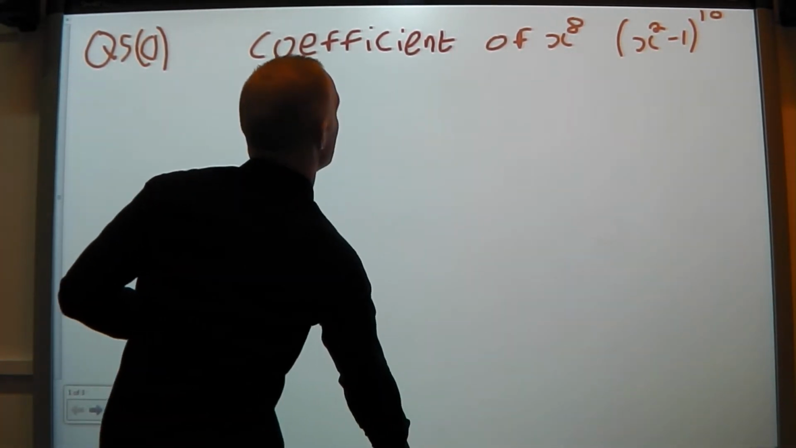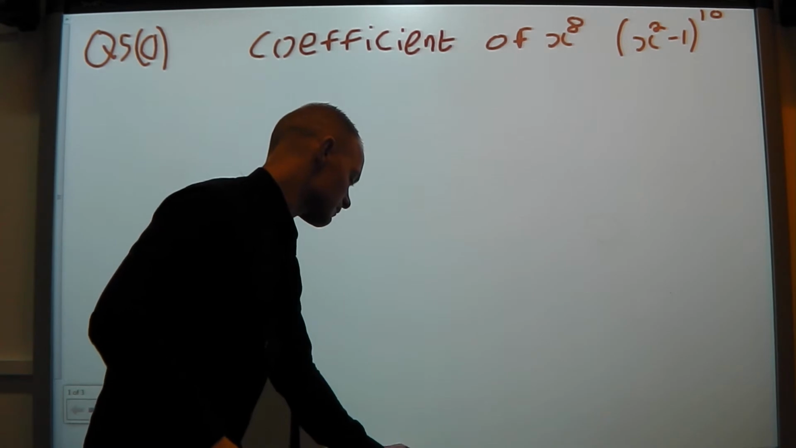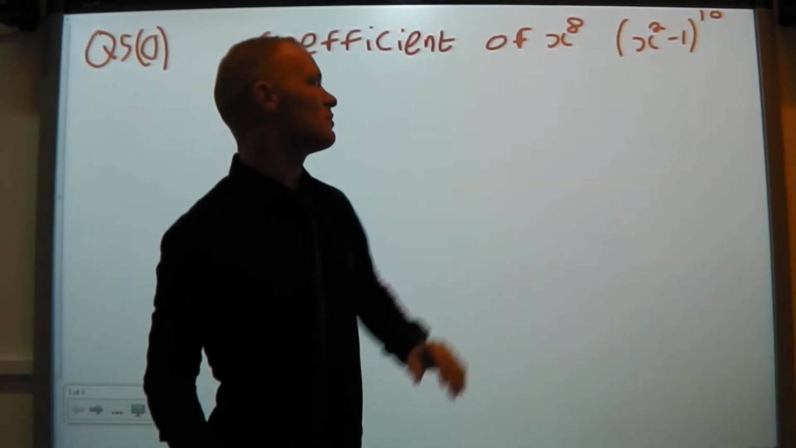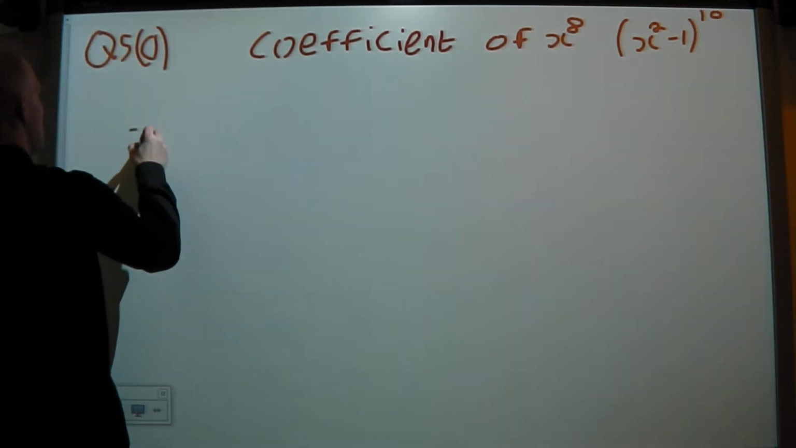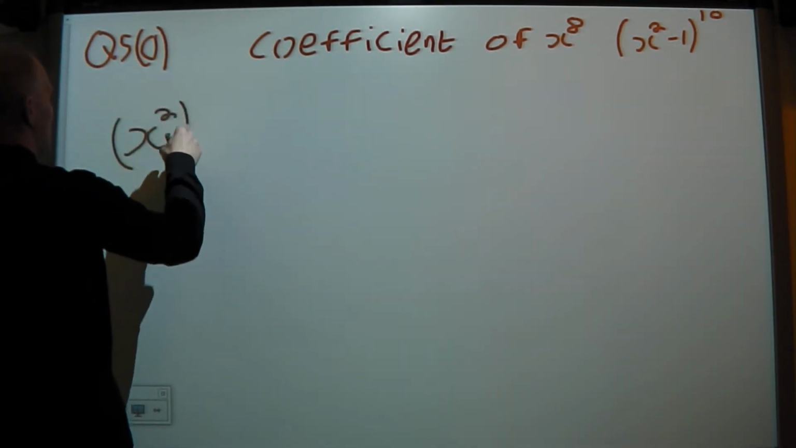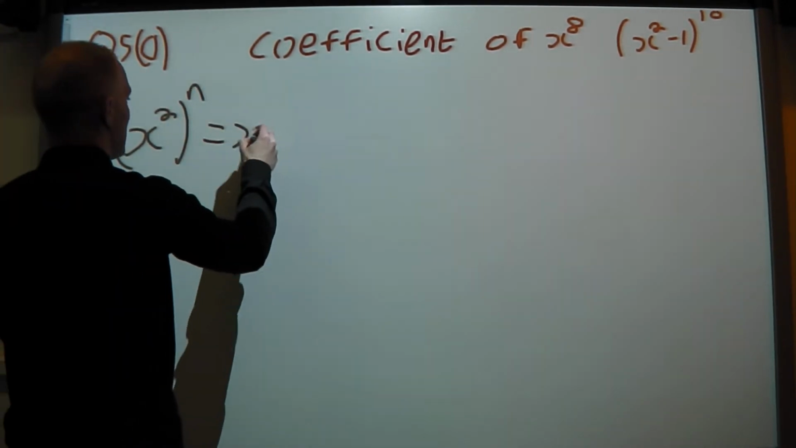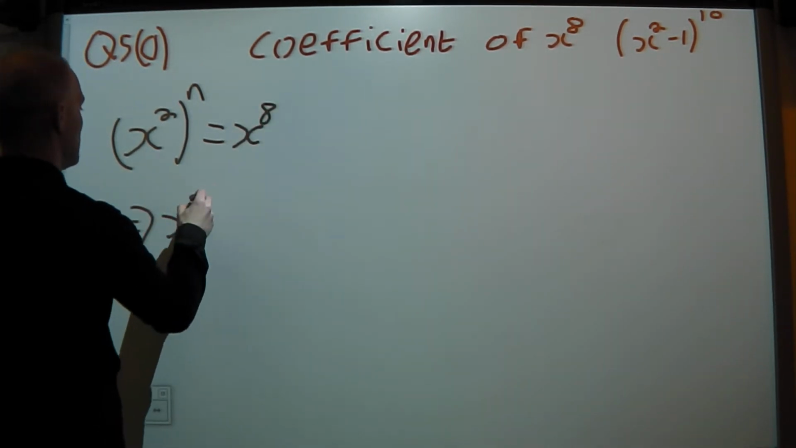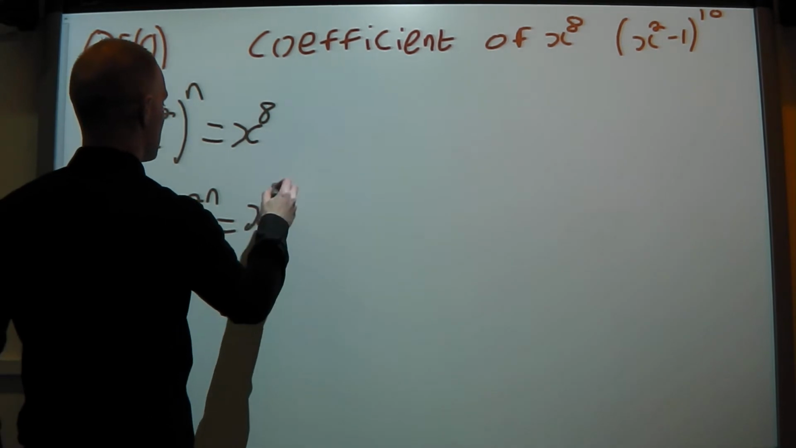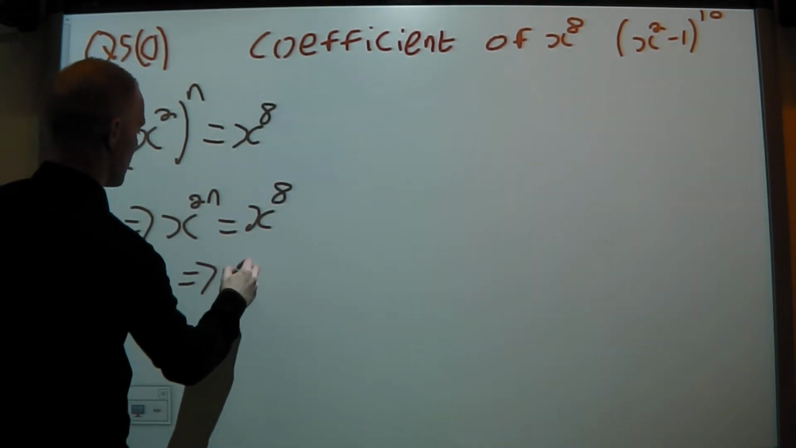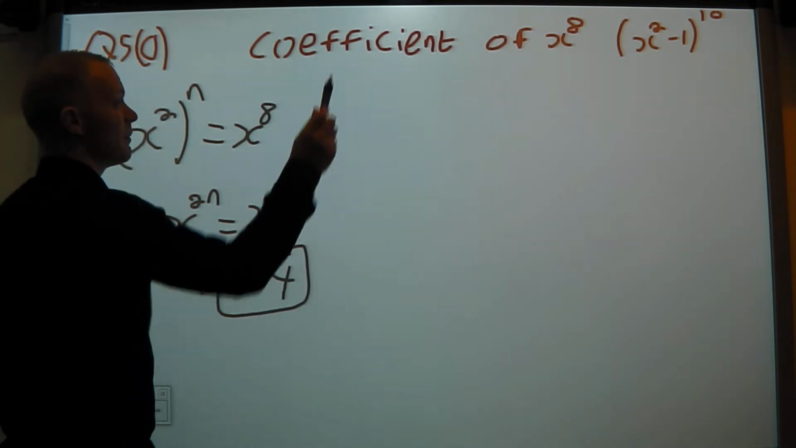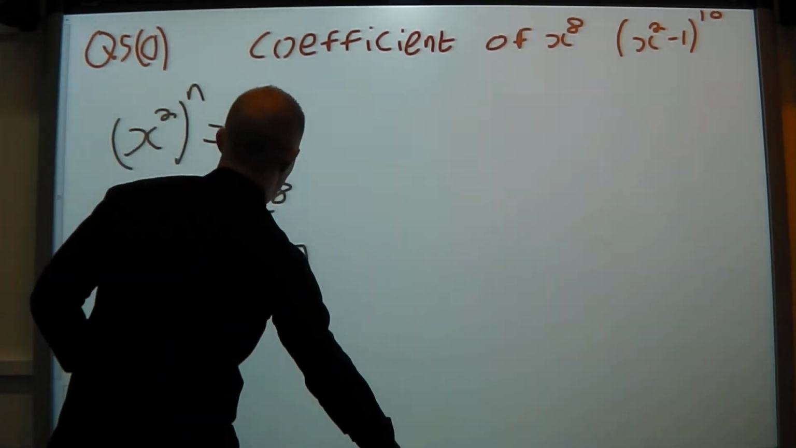Now, what we want to do here is write out the expansion. We want x to the power of 8, that's the coefficient we're looking for. So we have x squared to the power of n is equal to x to the power of 8. So that implies that x to the power of 2n is equal to x to the power of 8, so that implies that n is equal to 4. So that's the term we're looking for here. We're looking for when we're going to the power of 4.